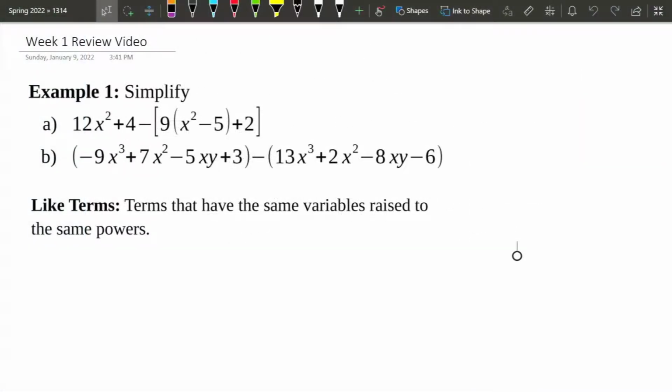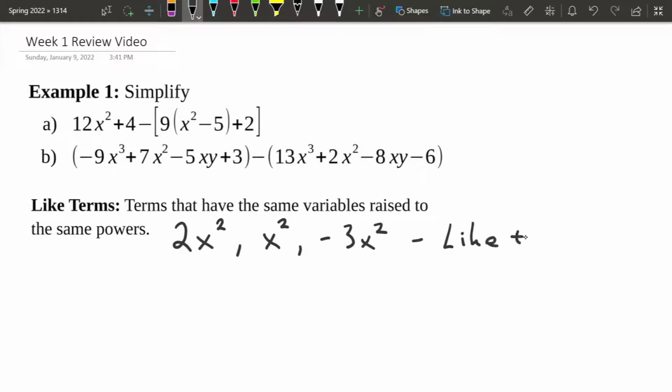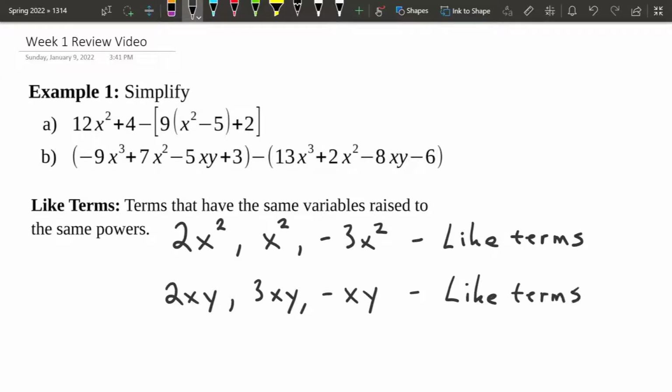Another thing that's good to go over is simplifying things using like terms and also order of operations. So in this one here, let's talk about what a like term is. Like terms are terms that have the same variables raised to the same powers. So for instance, things that are like terms are things like 2x squared, x squared, negative 3x squared. These are like terms. Also things like 2xy, 3xy, or negative xy. These are also considered like terms.